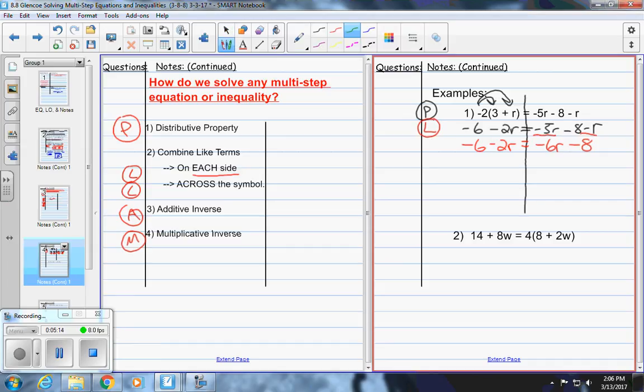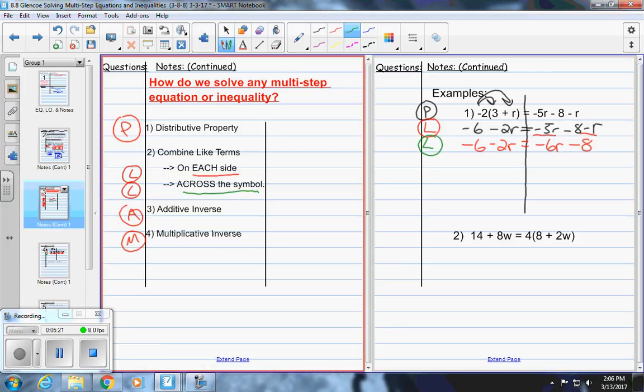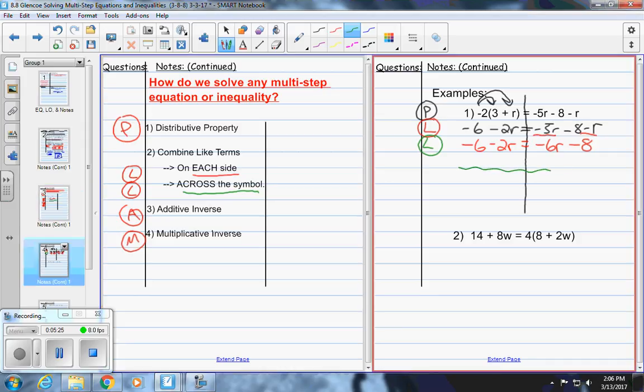Okay, now we need to combine like terms across the equal sign, across that symbol. And remember, we're talking about the variables, and the smaller variable is the negative 6r. And we're going to use its additive inverse to get it across. The additive inverse of negative 6r is, yeah, plus 6r. And we have to be fair. So we got negative 6 plus 4r equals negative 8.